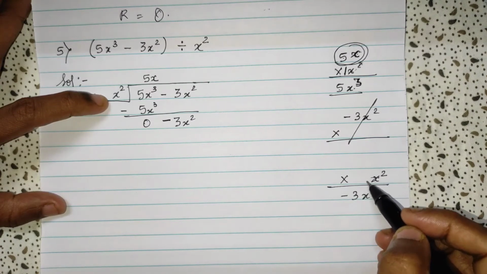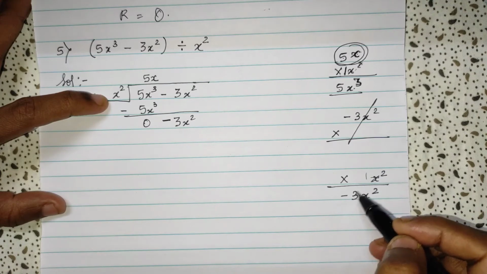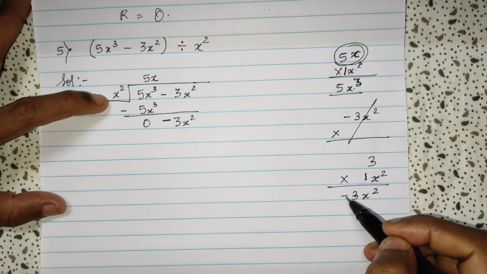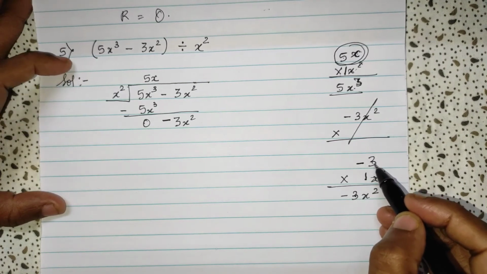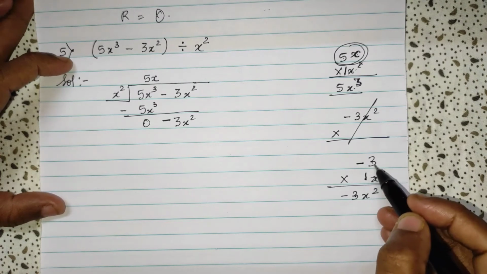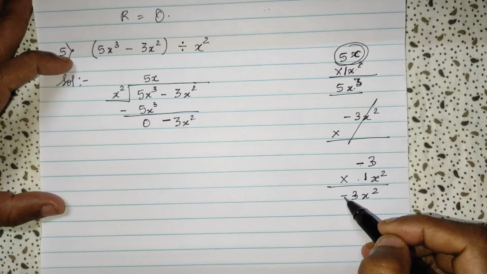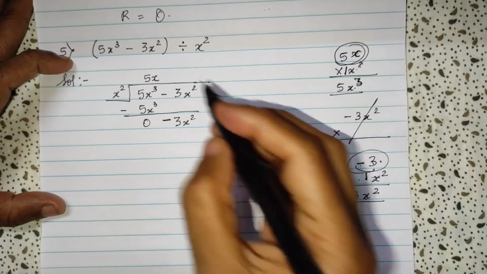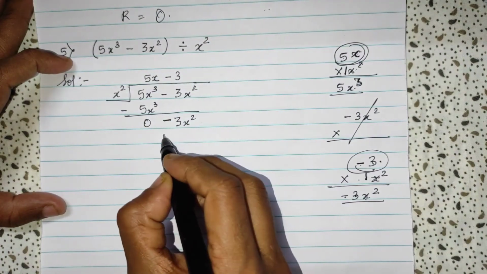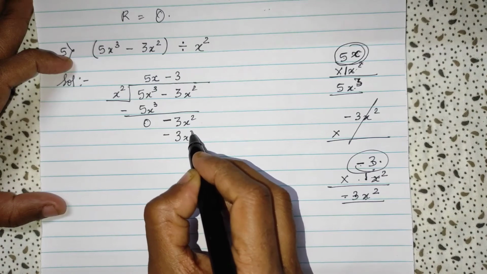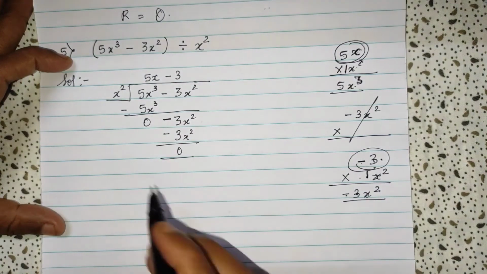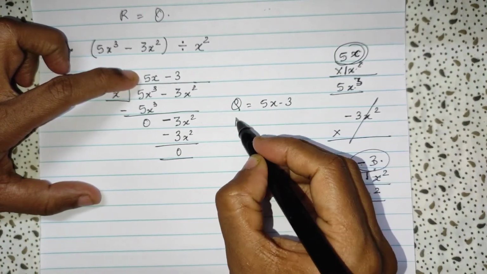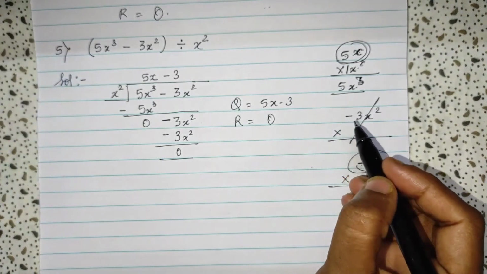Now here there is 1 and we need 3, so 1 3 is a 3. Also we need subtraction, so that means minus 3. Now see, 1 into 3 is 3, plus into minus is minus, x square into x square. So this is your question, minus 3x square 0. So your question is 5x minus 3 and remainder is 0.